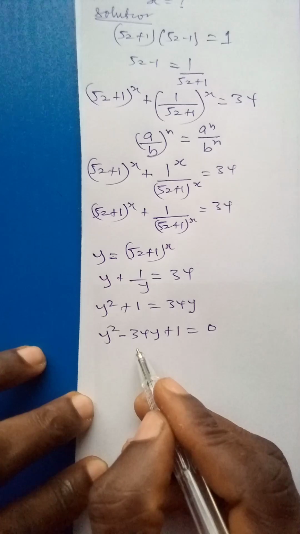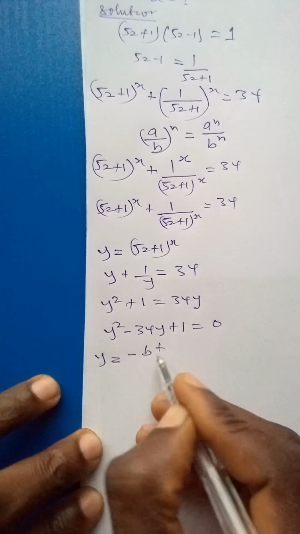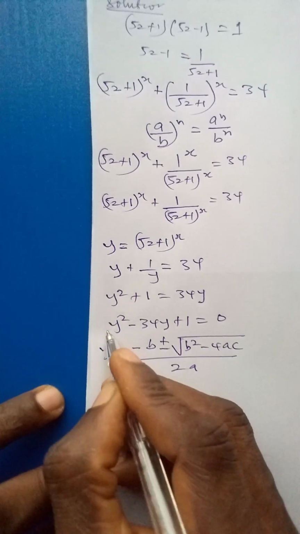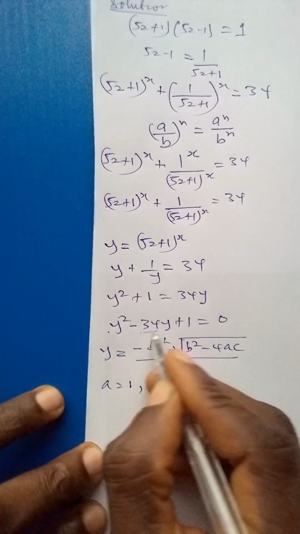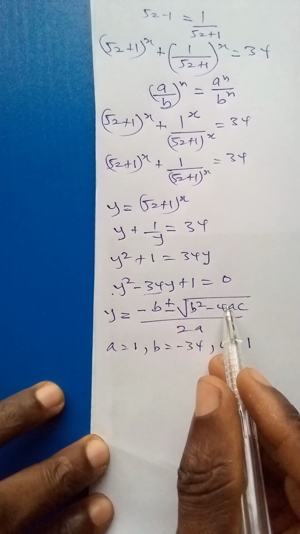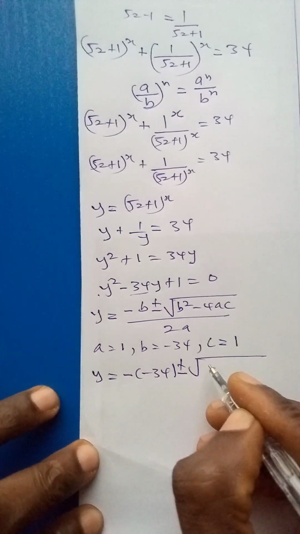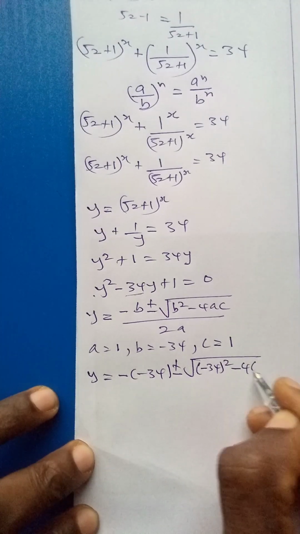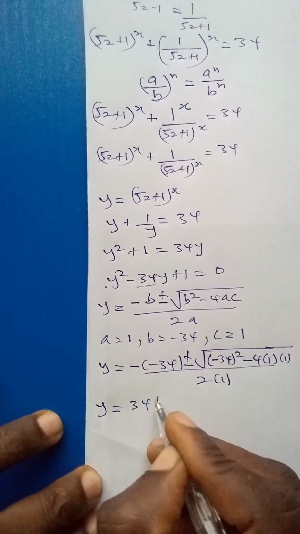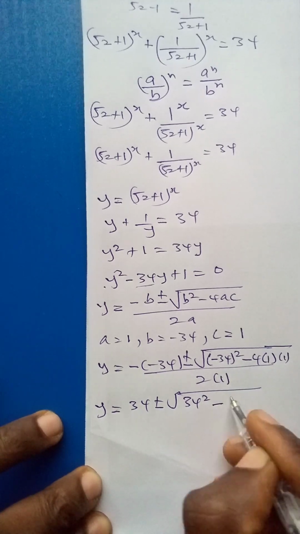I will not be able to factorize this quadratic expression on the left-hand side. Therefore, I'm going to apply the formula method. So y equals −b plus or minus the square root of b² − 4ac all over 2a, where a is 1, b is −34, and c is +1. So putting the values of a, b, and c in the equation, I have y equals −(−34) plus or minus the square root of (−34)² − 4 times 1 times 1, all over 2 times 1. If I simplify further, I have y equals 34 plus or minus the square root of 34² − 4, all over 2.